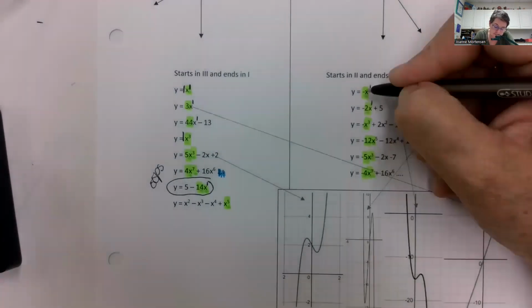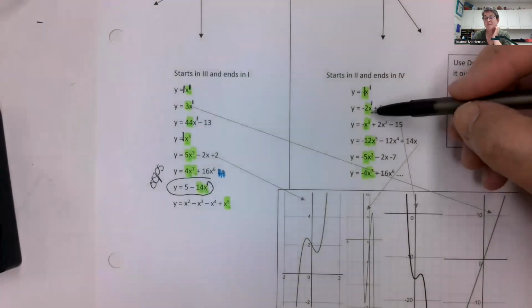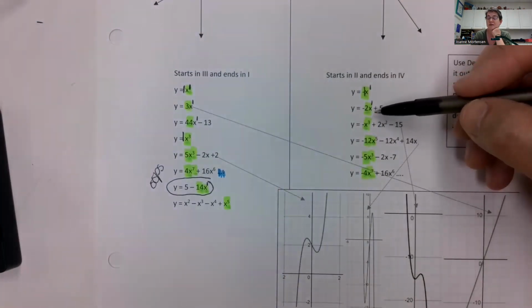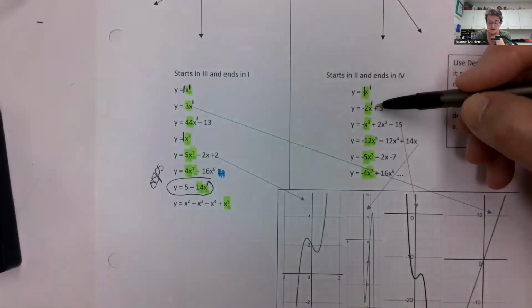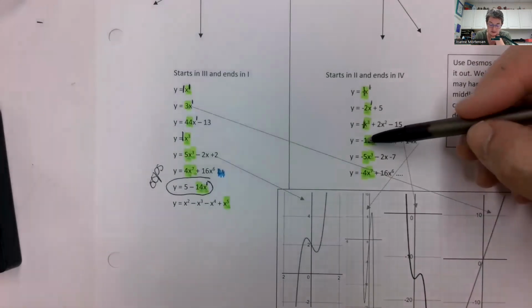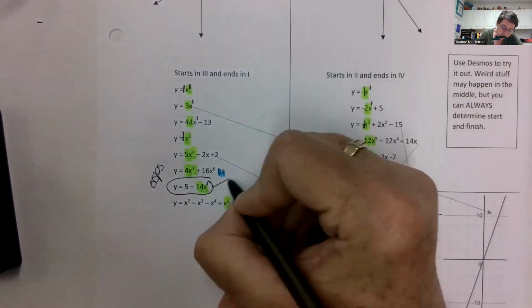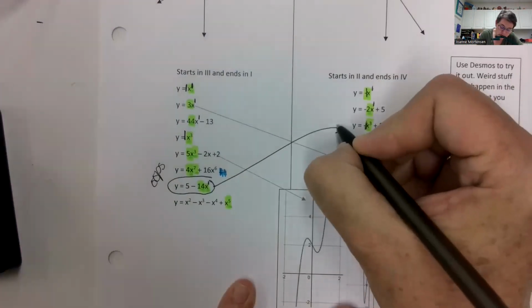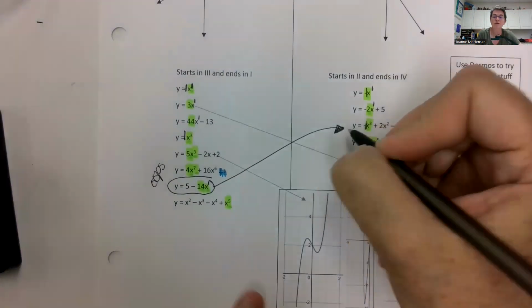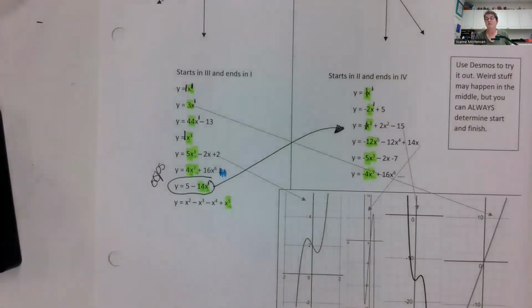Negative 1, negative 2. And I don't care whether the leading coefficient is odd or even. Odd and even only applies to the exponents. So there's another negative 1, negative 12, negative 5, negative 7. This one actually should have been on that side because it's got negative 14.